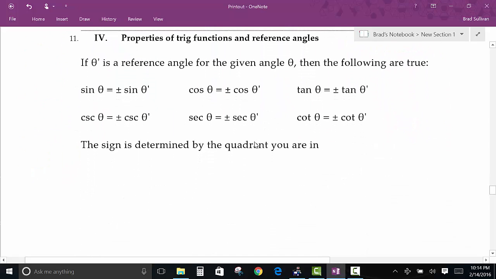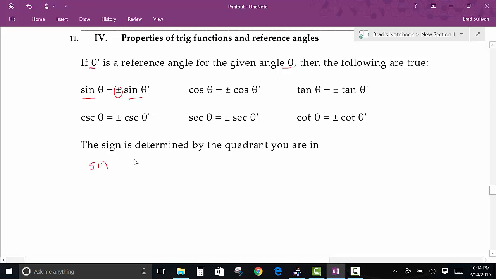This is actually a pretty simple thing to determine, to show on a calculator. So what all this is saying is, if theta is the angle I give you, and theta prime is the reference angle, then you should get the same value, but you could be off by a negative. So here's an example.